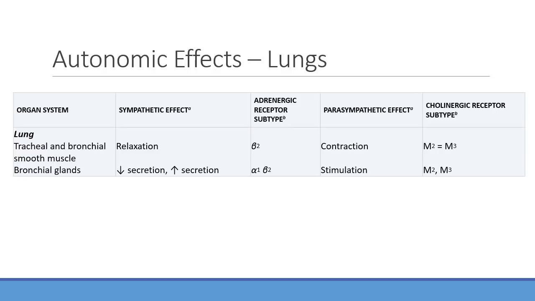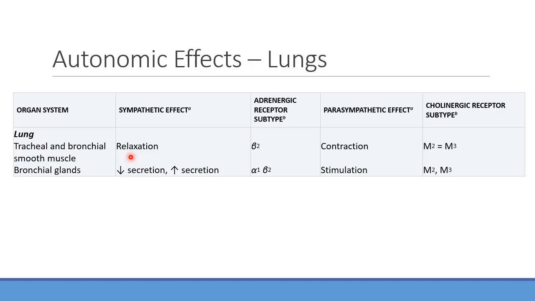Looking at the lungs, we're going to find the muscarinic receptors are going to be playing a big role here, along with the adrenergic receptors. So when you're thinking about things like the tracheal and bronchial smooth muscle, typically beta-2 effects, you're going to see relaxation, which makes sense. It drives with what we already know. Beta-2 effects typically cause smooth muscle relaxation.